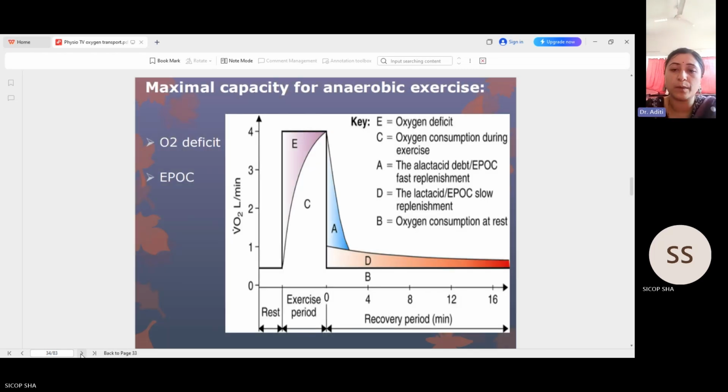Next slide. So this was about aerobic. VO2 max is the gold standard. When we talk about maximal capacity for anaerobic exercises, there are a few terms that become important. One is oxygen deficit and one is EPOC. Okay, let's discuss one by one.